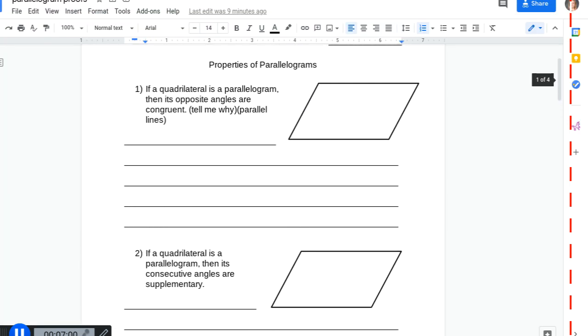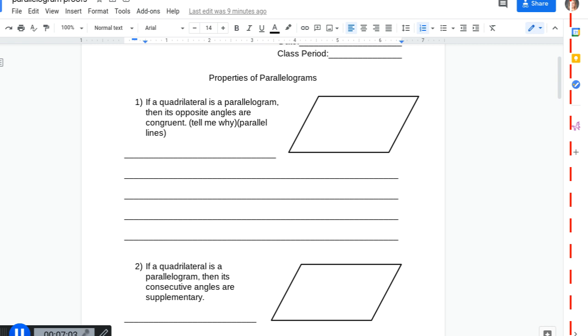Okay, so here we've got the 4 properties of parallelograms, and you are going to help me explain why these are true. So if a quadrilateral is a parallelogram, then its opposite angles are congruent. Why? Show me why its opposite angles have to be congruent. Remember at the beginning I said if we've got parallel lines, then we're going to have some alternate interior angles, same side interior angles, things like that happening.